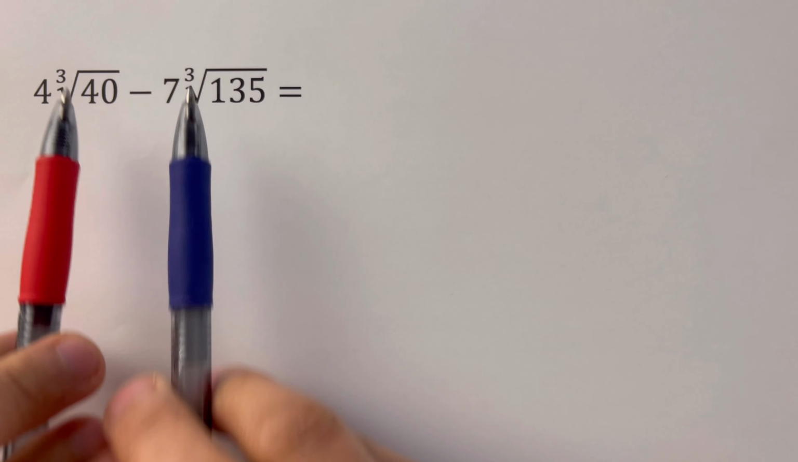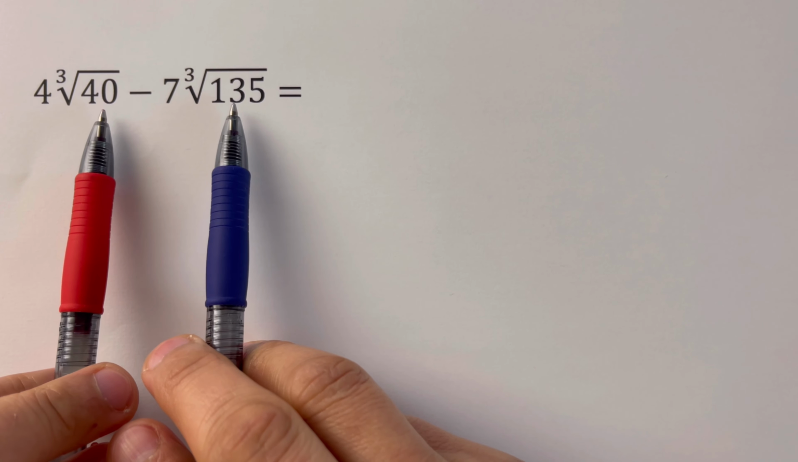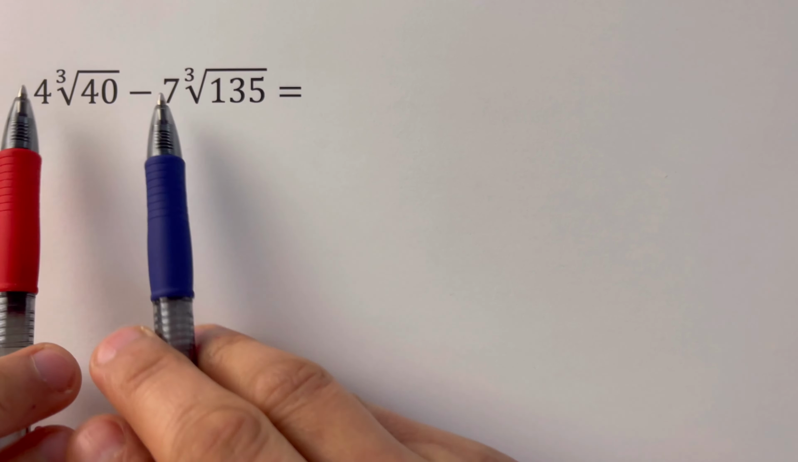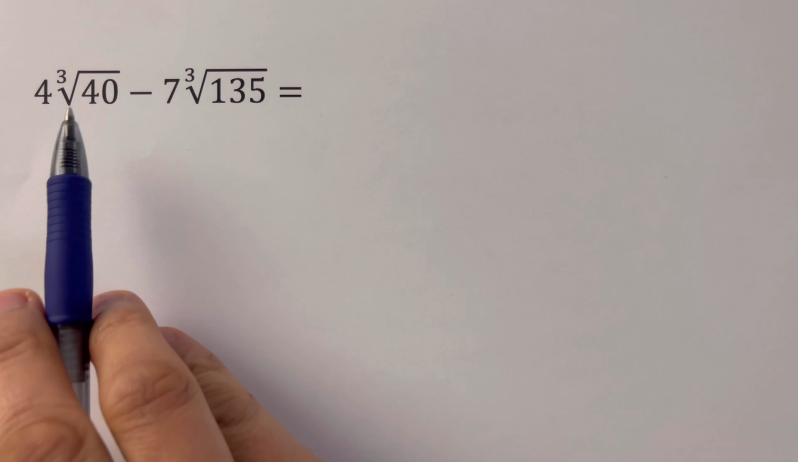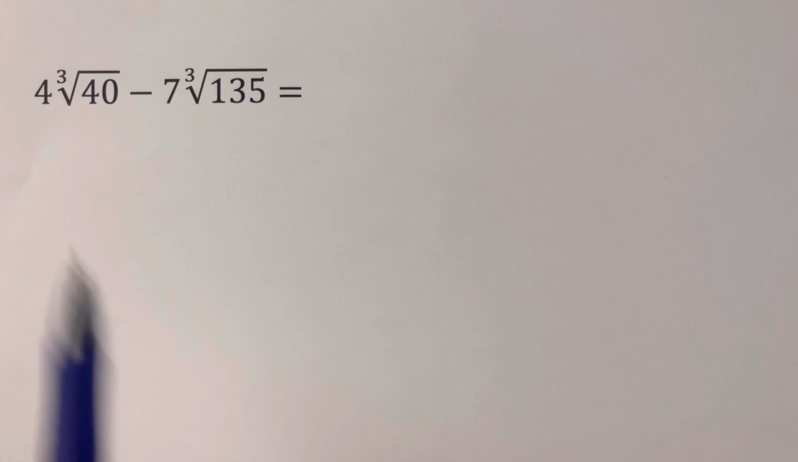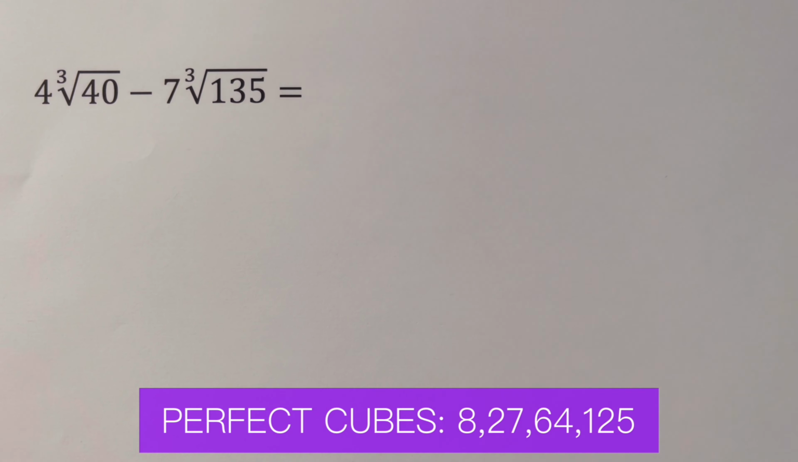Okay, if you notice, their indices are the same, however their radicands are not the same, so we cannot combine them together out front. So what we are going to do is factor out 40 using a perfect cube. I will put the list of the first 5 perfect cubes on the side for your reference.